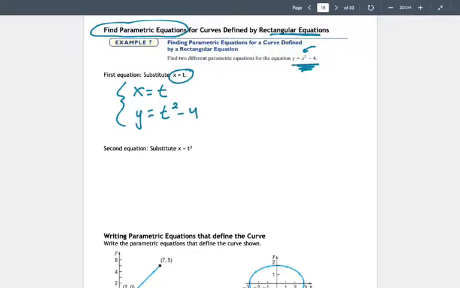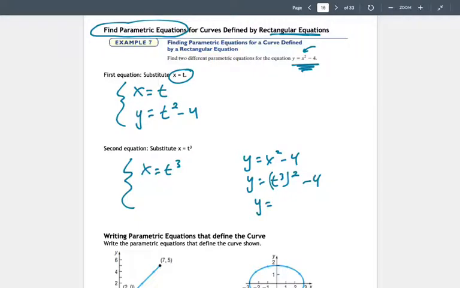Now we're going to do the same thing. This time they want x equal t cubed. So again, my equation that I started with was y equals x squared minus 4. I need y in terms of t. So I'm going to replace the x with t cubed. And then you're going to do all the operations to it that I was doing to the x before, which is squaring it and subtracting 4. So that'll end up being y equals t to the 6th minus 4. And those are my parametric equations for that.